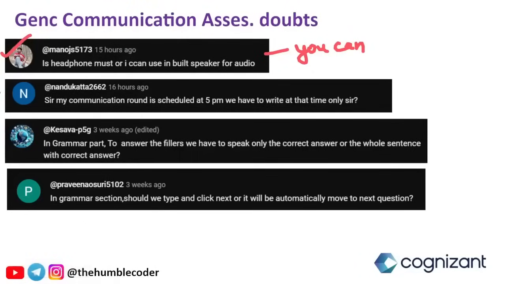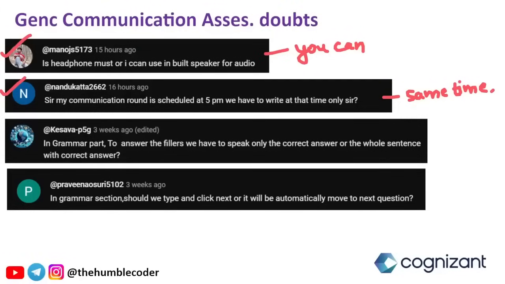Next: sir, my communication round is scheduled at 5 p.m. Do we have to write at the same time only, or at a different time? So guys, I would say at the same time. Don't make this mistake, because last time when the communication round was happening, I got a similar query, and I suggested the candidate to please attempt it on time. Still, because of some emergency or something, they attempted late, and their assessment got closed in between, or they faced some issues. So why start at a later point of time? Can't you spare some 1 hour for your examination?